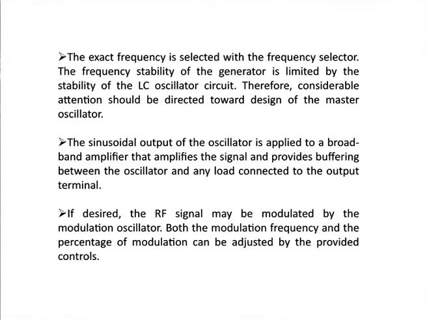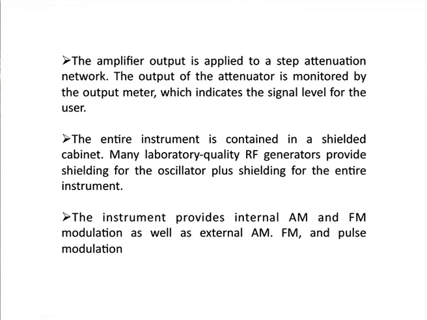If desired, the RF signal may be modulated even, and moreover the beauty is that we can control the modulation frequency as well as the percentage modulation. The amplifier output is then applied to the attenuation network. The output of the network is attenuated as desired, and simultaneously the output is measured by the output meter. The entire instrument is contained in a shielding cabinet, so that external noise cannot disturb the generated frequency, and the instrument provides the modulation as said earlier, may be amplitude modulation or frequency modulation, depending upon the type of RF generator.